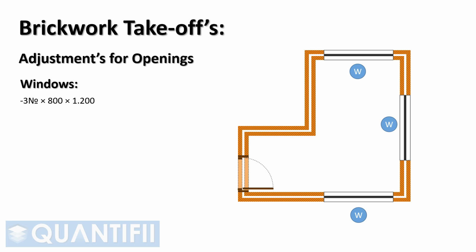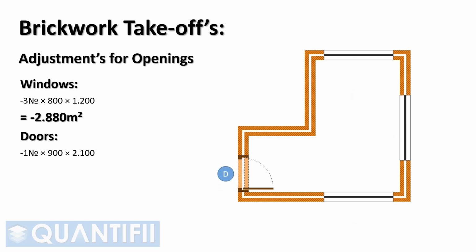Therefore 2.88 square meters must be taken off the total brickwork area. The door opening we are going to assume as 900 millimeters wide by 2.1 meter high. Therefore deducting a further 1.89 square meters off the total brickwork area. The total deduction amounts to 4.77 square meters.